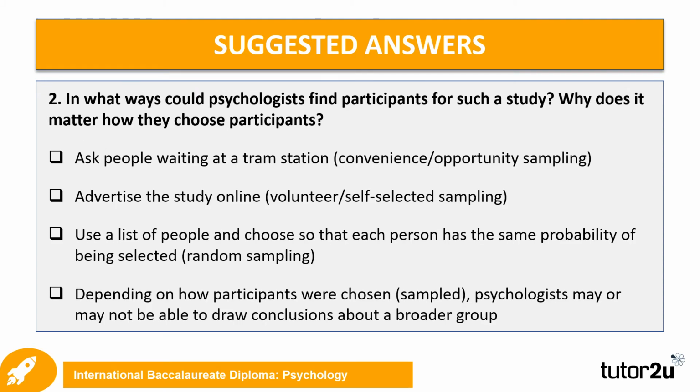Psychologists can find participants in many ways. For example, they could ask people waiting at a tram station, advertise their study online, or select participants from a list. How psychologists choose participants for a study is very important, because their ability to draw conclusions from the study depends on it. In the IB Psychology course, you will learn about various sampling techniques, such as convenience, volunteer, random, purposive, and snowball sampling.